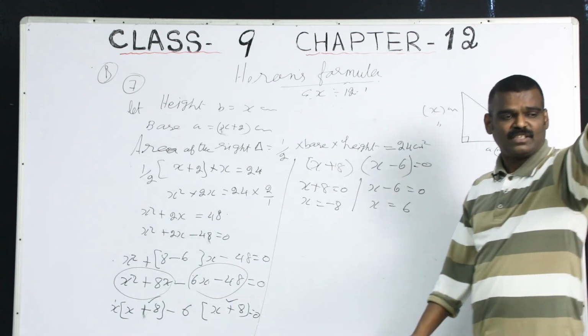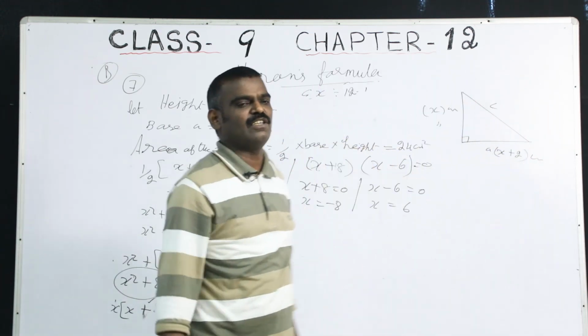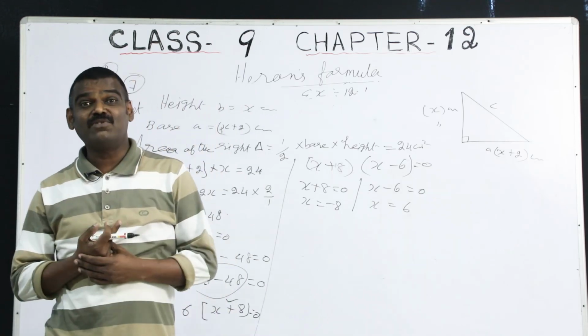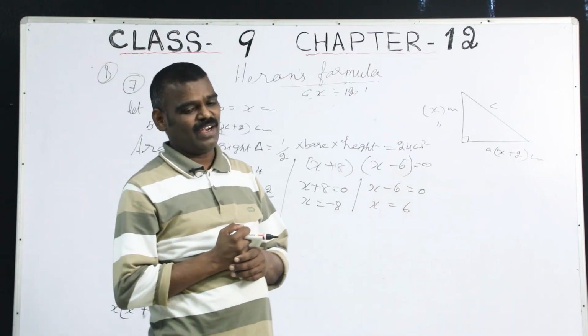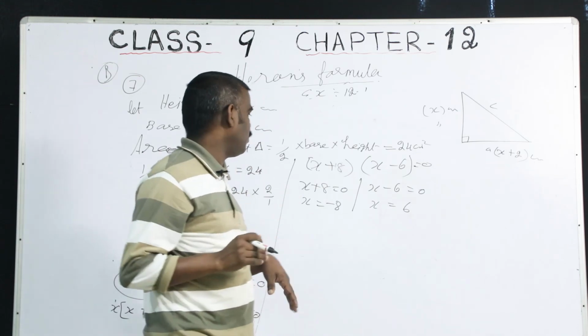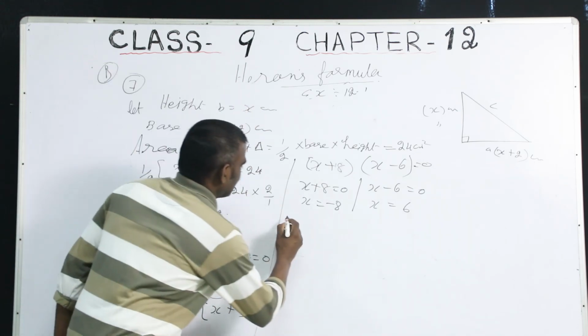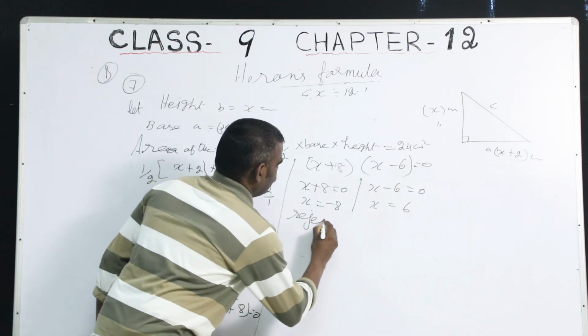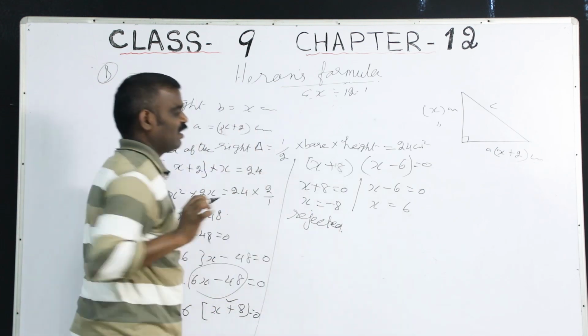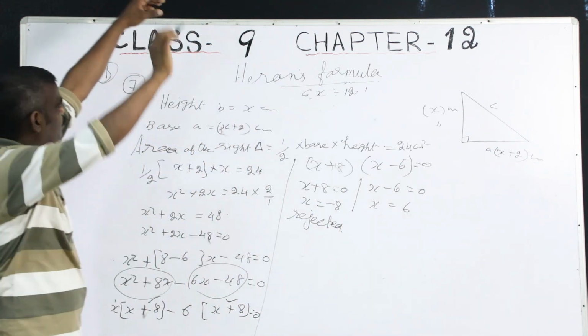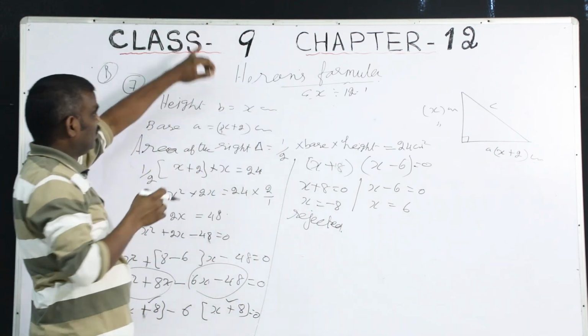Side can never be minus, yes or no? Can the side of this classroom be minus 8 centimeter or 8 meter? Can you say so? No, right? The side, the length can never be minus. So it is rejected. Understood? Now, which one do we go for? Height.